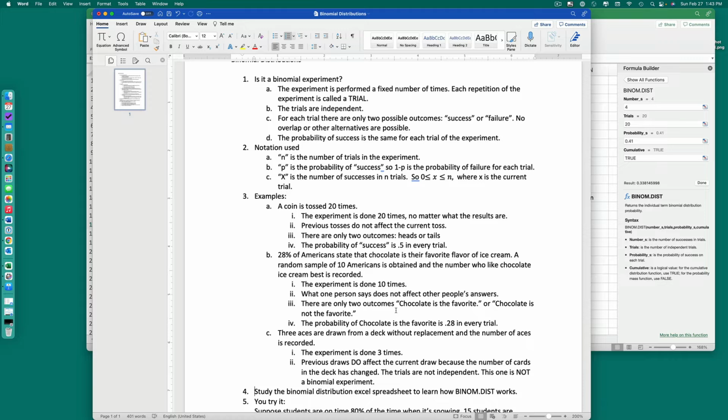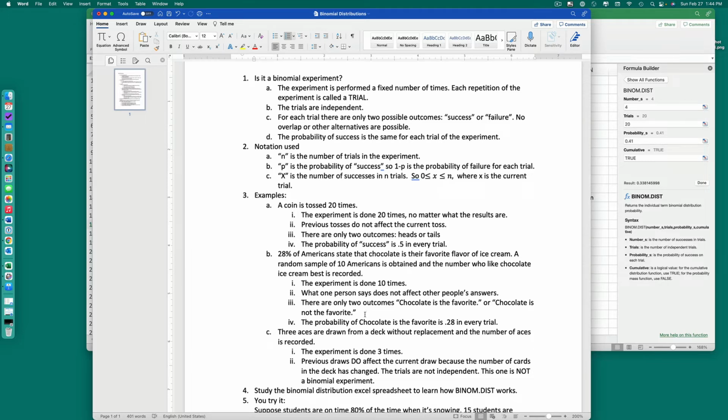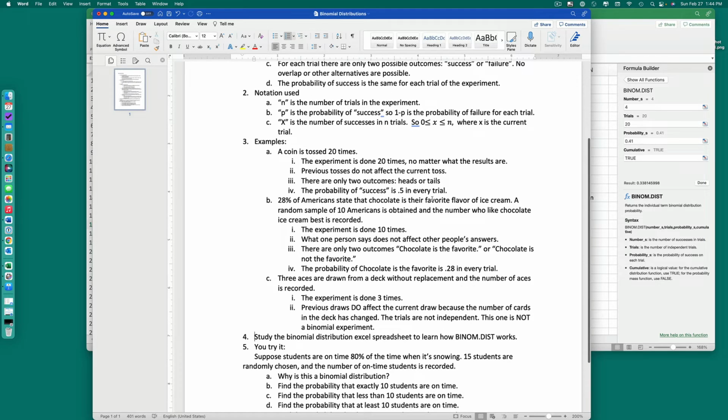There are only 2 outcomes. Chocolate is the favorite or chocolate is not the favorite. Notice this. If you ask the person what is your favorite, and one person says vanilla and the other one says strawberry, those outcomes have to be changed to chocolate is not their favorite. Because we can't have chocolate, strawberry, and vanilla and whatever other flavors there are. We can only have chocolate or not chocolate. So that's how that one becomes binomial, by the way we process the answers. And the probability of chocolate being the favorite is 0.28 in every trial, so that one works for a binomial distribution.